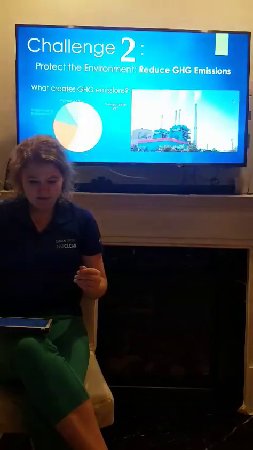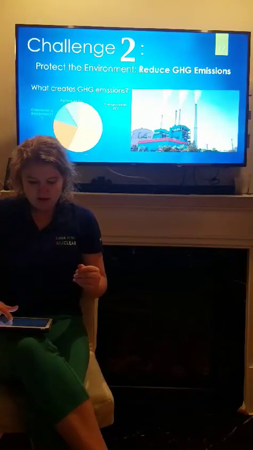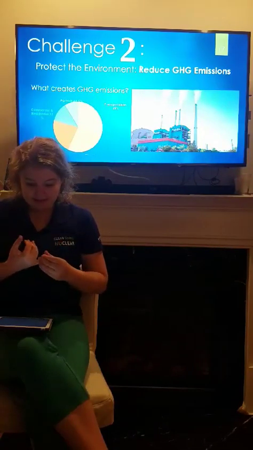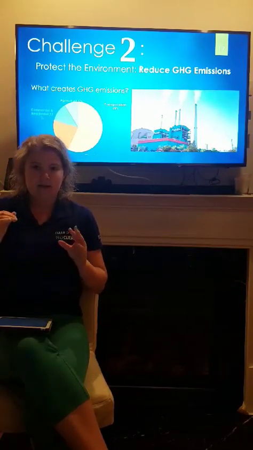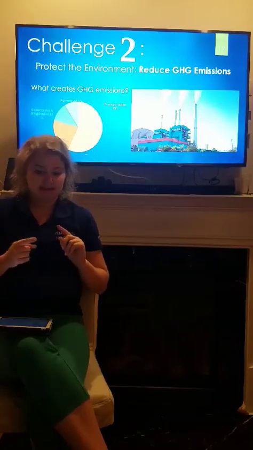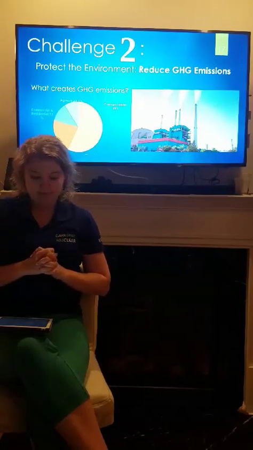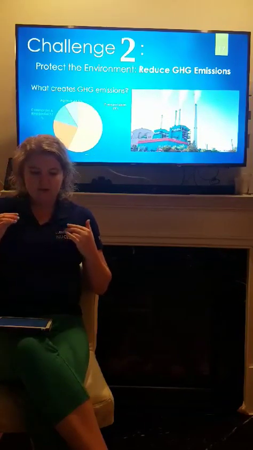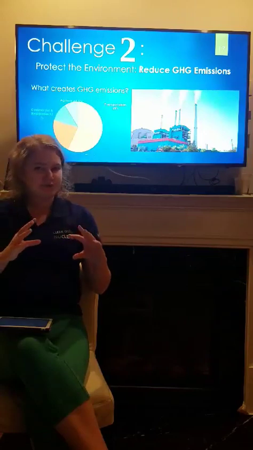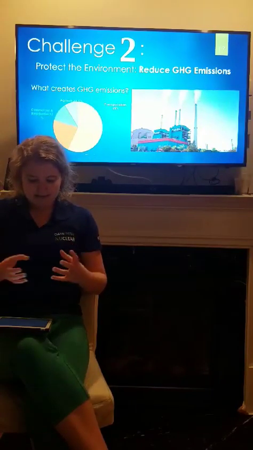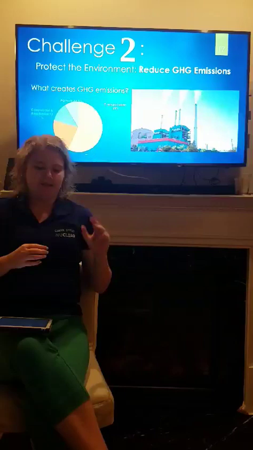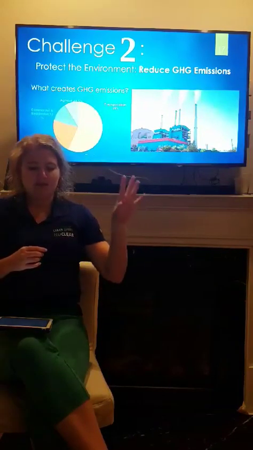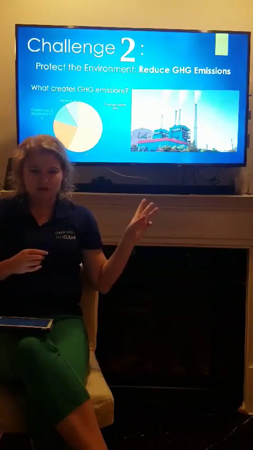All right. So there are a lot of things that produce greenhouse gases, and the most common greenhouse gas is carbon dioxide. But there are other types. And so just going over how we produce carbon dioxide or greenhouse gases, the 3 major areas are transportation, electricity, and industry. And then there's also some in agriculture, and then commercial and residential.